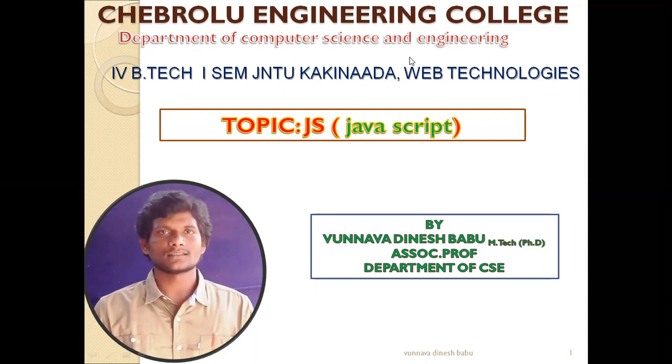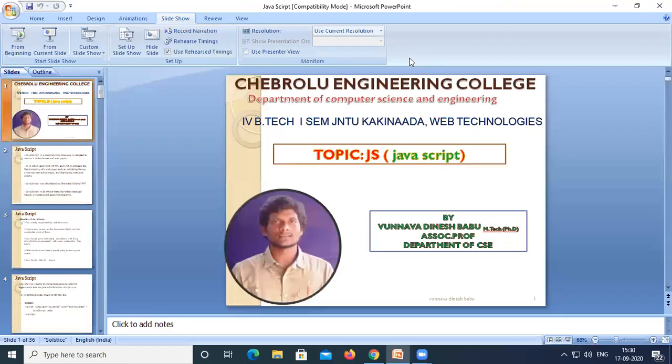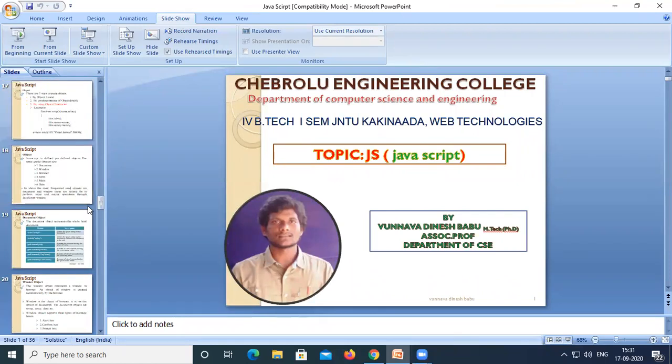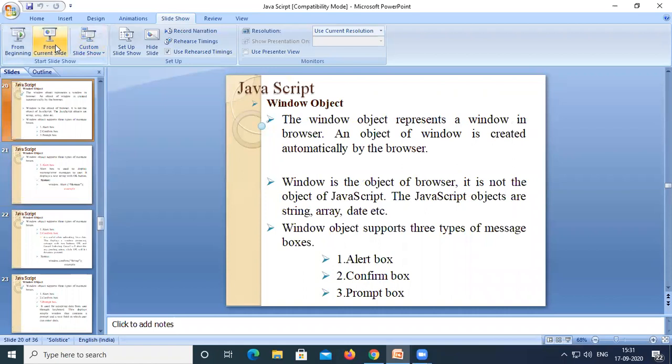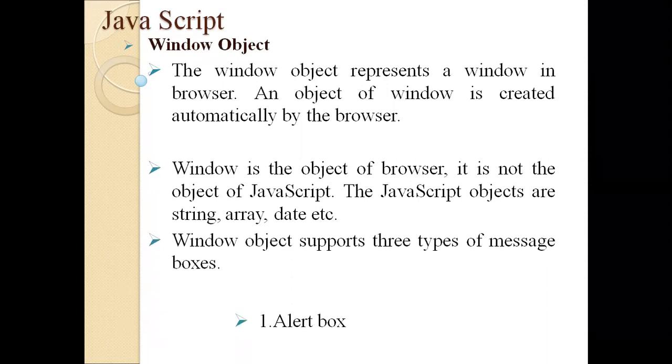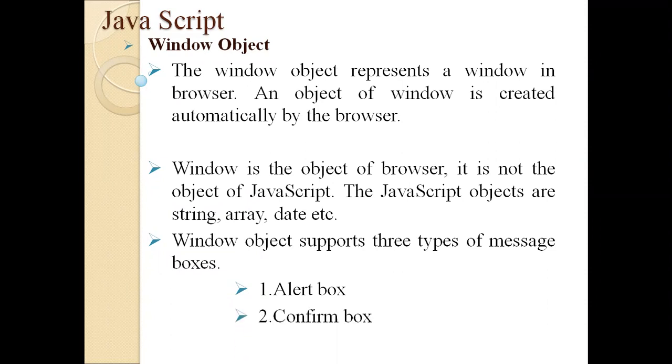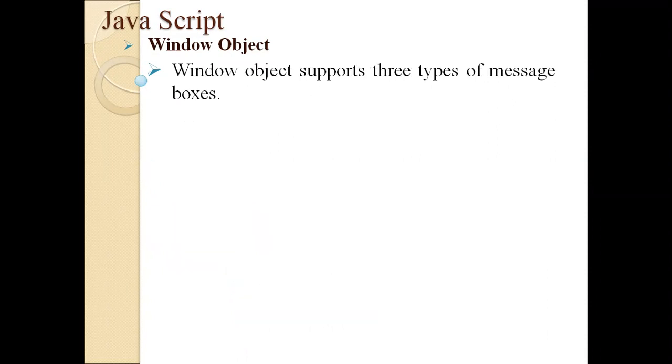Right, let us move to the slide of window object. Before going to see the prompt message under window object, let us revise what we have discussed so far in the previous session. Under window object, it supports three types of message boxes: alert box, confirm box, and prompt box.